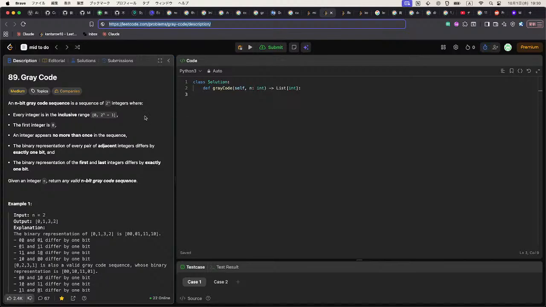Okay, let's take a look at the problem statement. An n-bit gray code sequence is a sequence of 2 to the power of n integers where every integer is in the inclusive range. The first integer is 0. An integer appears no more than once in the sequence.